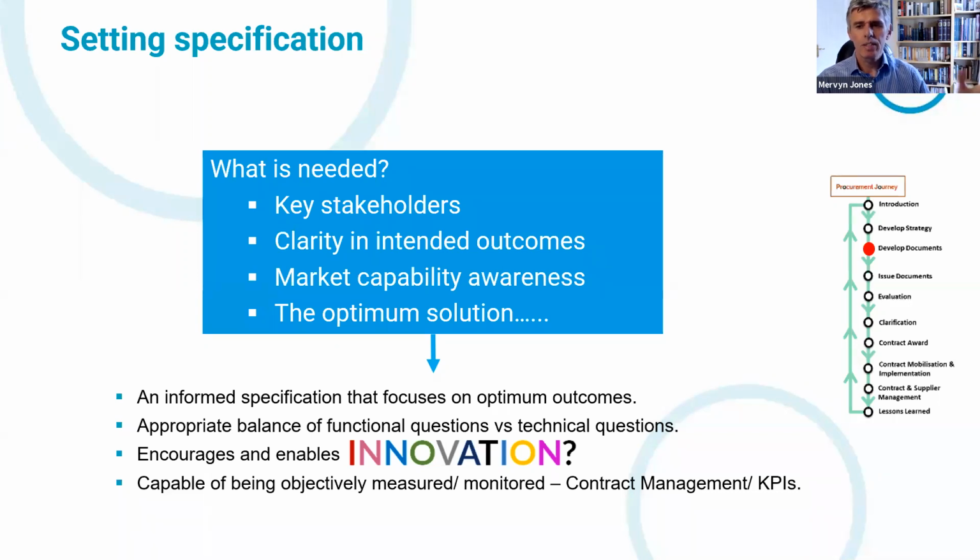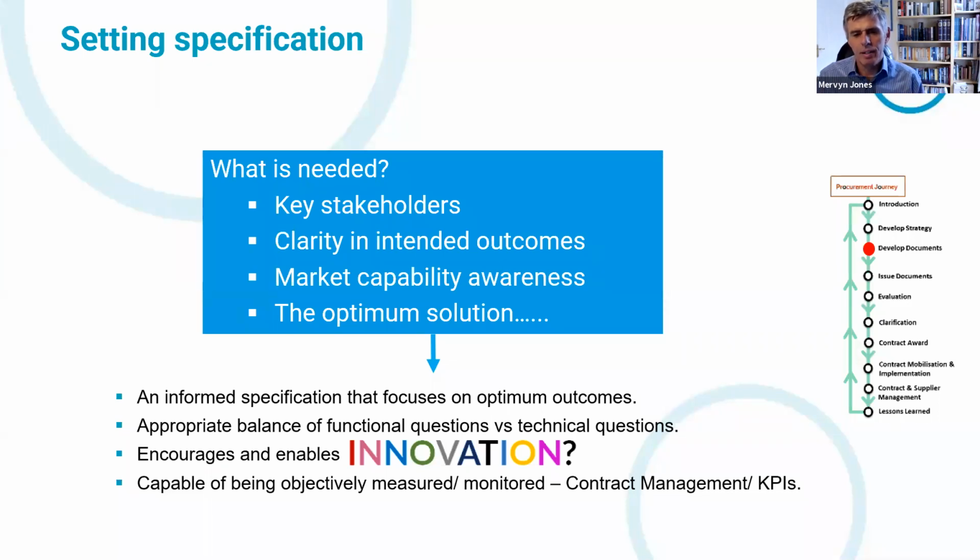So again, things like clarity in terms of intended outcomes can actually be tested earlier on in terms of market engagement, as can innovation. Again, looking at the capability and awareness that both Phil and I have been talking about earlier today and also yesterday. This is the opportunity to understand what the market can actually deliver if you ask the right question. And then again, right there at the bottom, really important: can they be objectively measured? And Phil will be talking about this a little bit more.